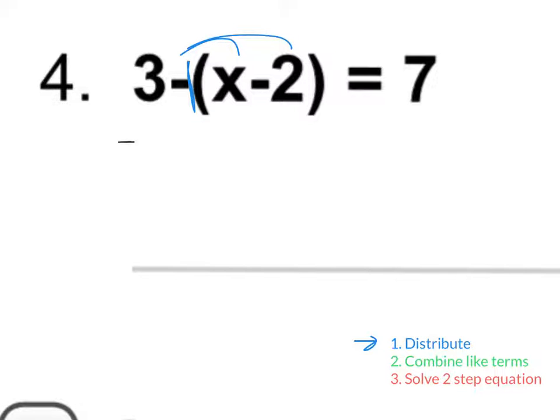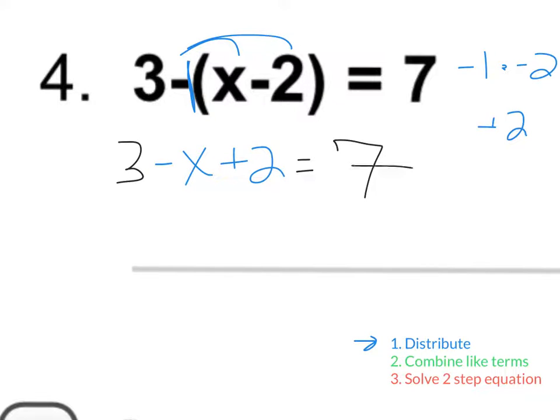And that's going to leave me with 3, and -1 minus x is just going to become 1 negative x. And I'm going to make my 1 invisible. -1 times -2, if I do that off to the side, -1 times -2. 1 times 2 is 2, and then a negative times a negative is a positive. So that's just going to be plus 2 equals 7.